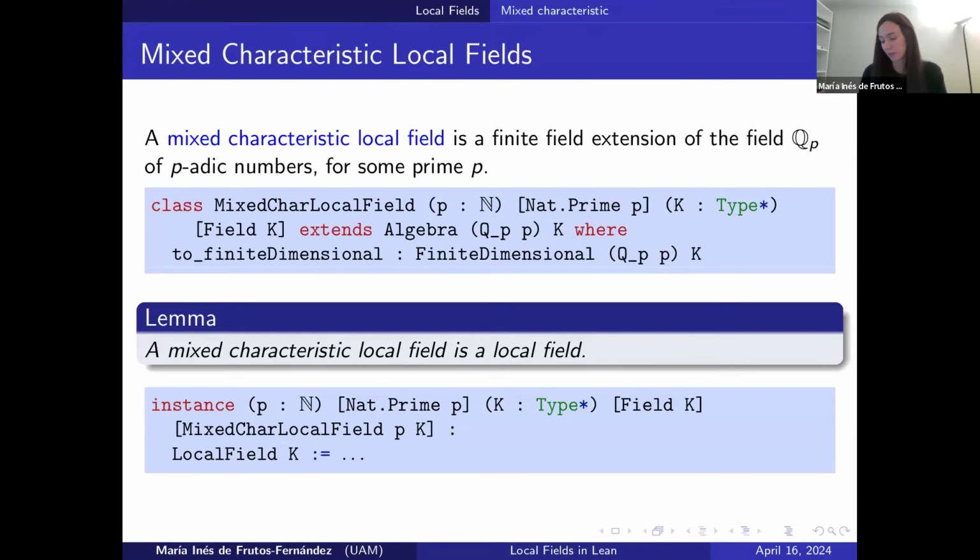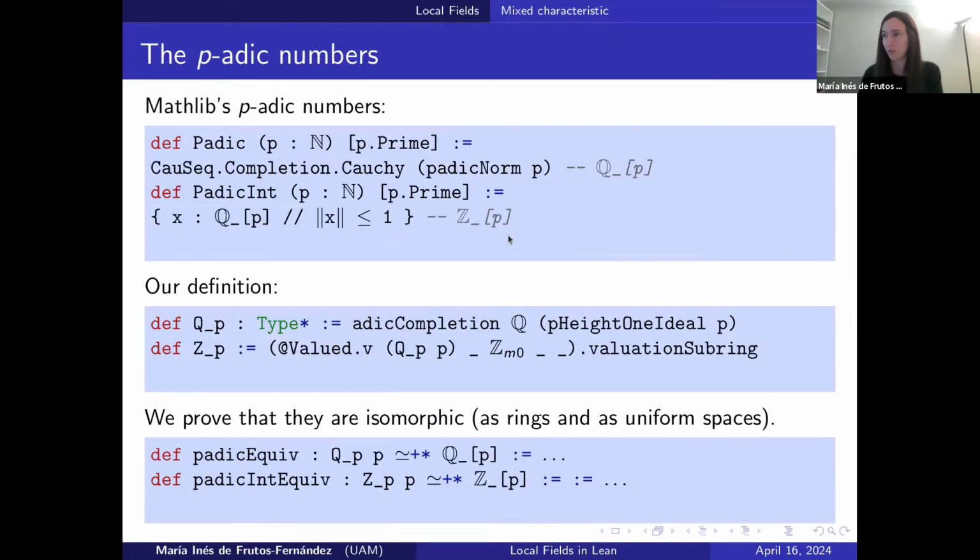If you're somewhat familiar with the Mathlib library, and especially with the p-adics in the Mathlib library, you might have noticed that I'm using a notation here that is not the standard notation for the p-adics in Mathlib. And this is because we are using a slightly different definition. So in Mathlib, the p-adic numbers are defined like this. The p-adic numbers are the Cauchy sequence completion of Q with respect to the p-adic norm. And then the p-adic integers are defined as the subtype of the p-adic numbers, consisting of elements with norm less than or equal to 1.